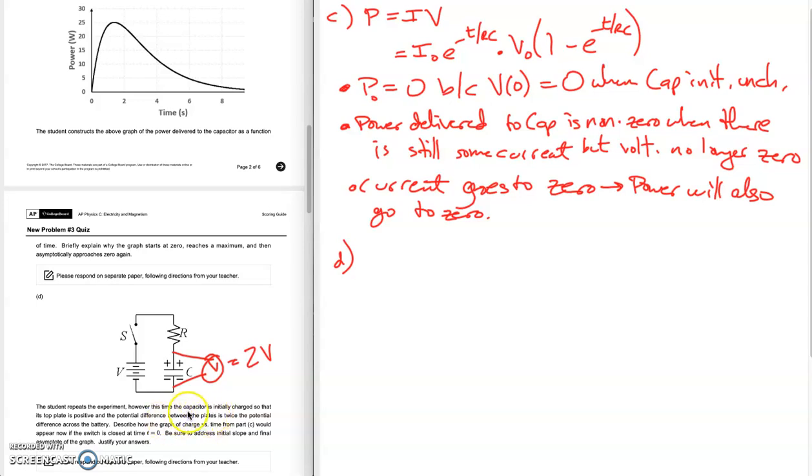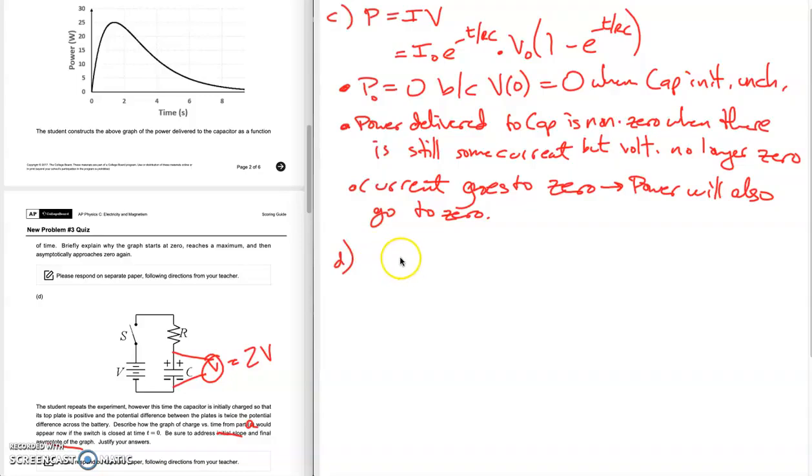So let's see here. Describe how the graph of charge versus time from part C, there was no graph, they must mean part A, this has got to be a typo, would appear now the switch is closed. Be sure to address the initial slope and final asymptote.